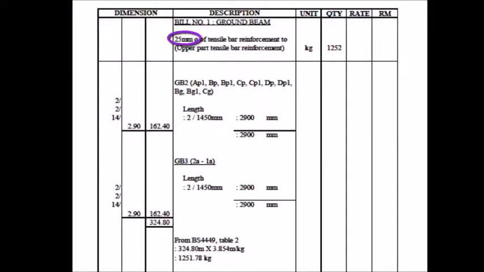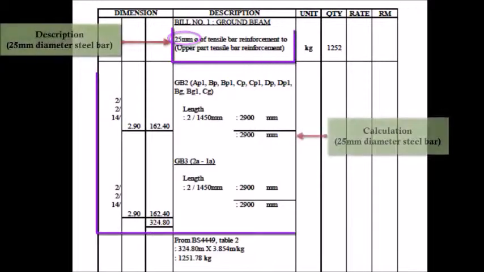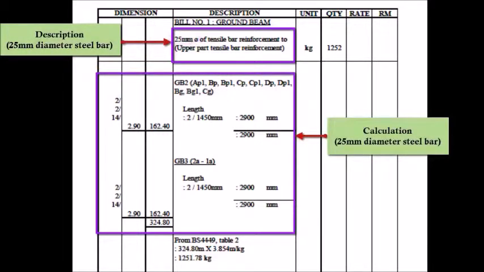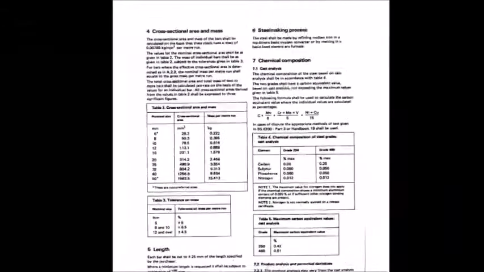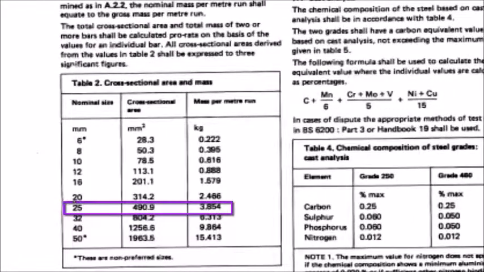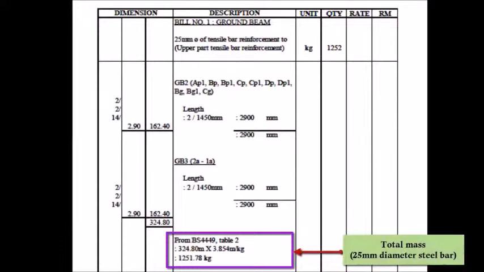Then, move on to the calculation for the 25 mm steel bar used in the ground beam. Use the same steps of calculation as in the calculation of the 16 mm diameter steel bar used in this project. Refer to BS 4449, Table 2. Calculate the total mass of the 25 mm diameter steel bar used in the ground beam.